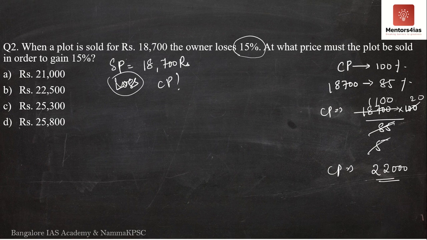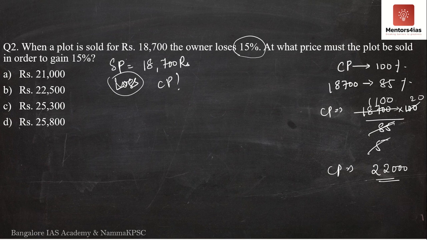So this is the cost price, that is 22,000, and he had earlier sold it for 18,700, which was nothing but a loss of 3,300 rupees, which was 15% loss. Now the question is further asking, at what price must the plot be sold in order to gain 15%? Earlier there was a loss of 15%, now we need a gain of 15%.